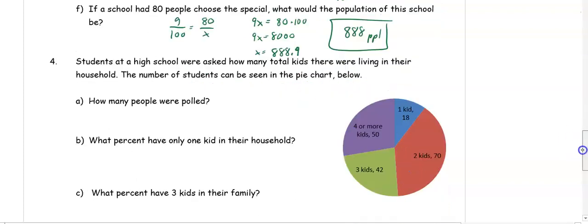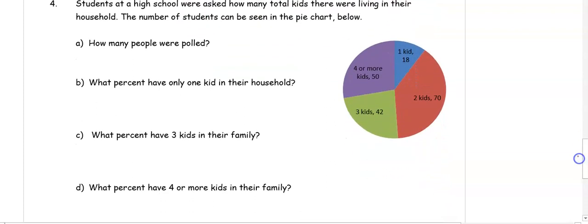Number 4, the students at the high school were asked how many kids they're living with in their household. The number of students can be seen in the pie chart below. How many people were polled? So we need to add all of the numbers of the votes. So we have to add 50 plus 18 plus 42 plus 70, and we get 180 people were polled.